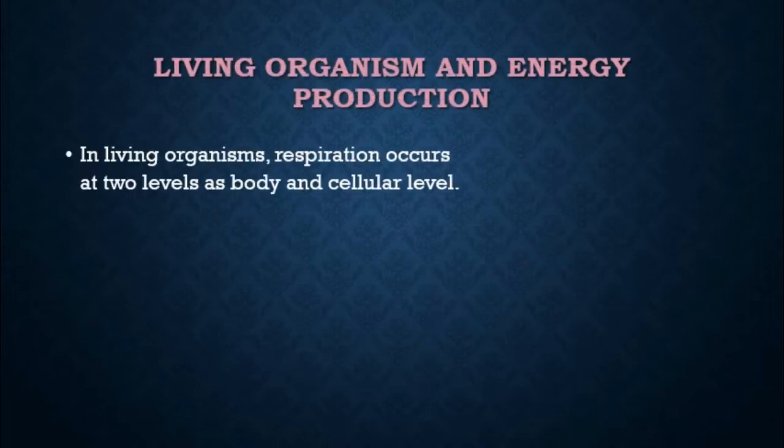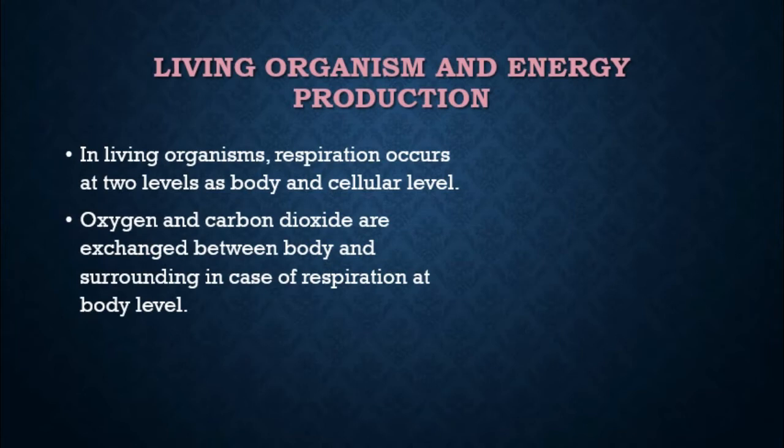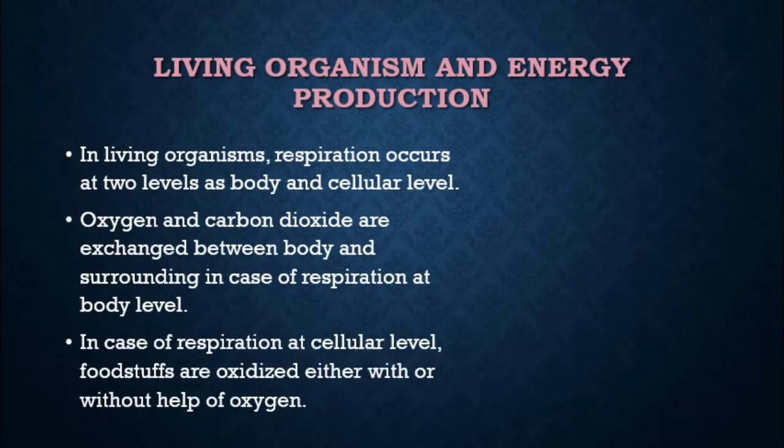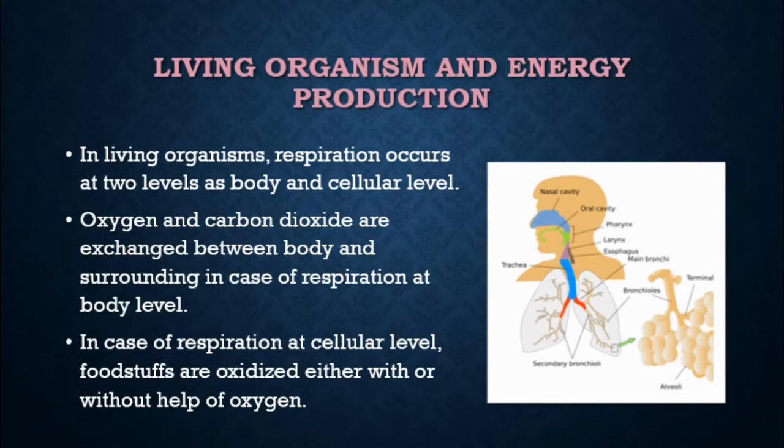Let us see how the living organisms produce energy. In living organisms, respiration occurs at two levels, at body level and also at cellular level. Oxygen and carbon dioxide are exchanged between the body and the surroundings in the case of respiration at body level. In the case of respiration at cellular level, foodstuffs that we consume are oxidized either with the help of oxygen or without the help of oxygen.